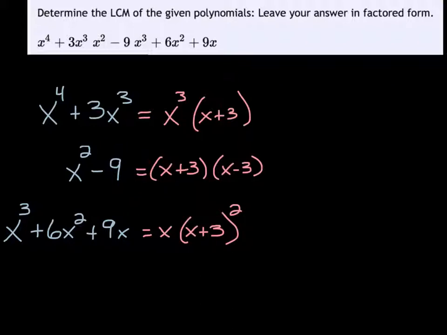In the first, I've simply just factored out an x cubed. The second is a difference of squares, as x plus 3 times x minus 3. And the third one, I pulled out an x and then the remaining quadratic factored into x plus 3 times x plus 3, or the cool way of writing that, which is this x plus 3 squared.